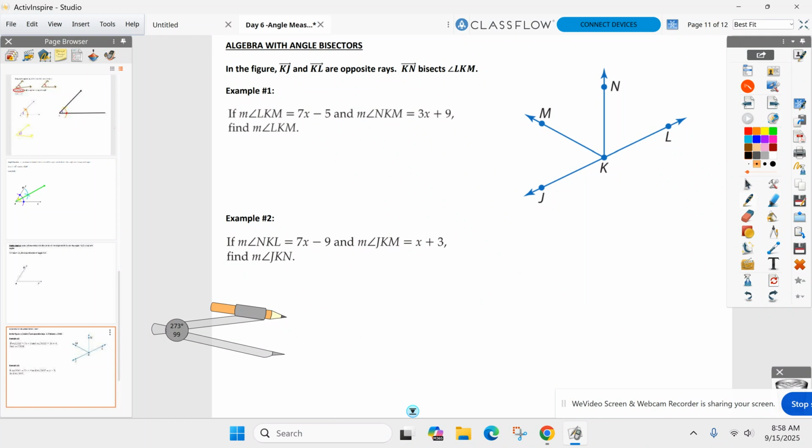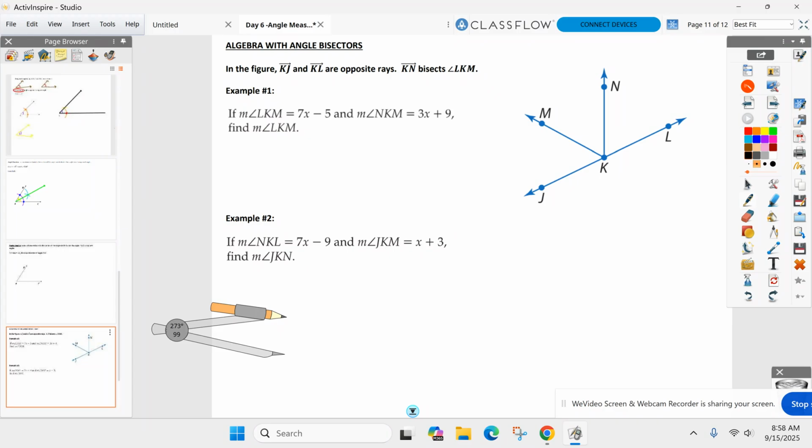KJ and KL are opposite rays. Good, we know what those are. They go in opposite directions, form a line. What's KN though? KN, keep reading. What's it do? Bisects. What's it doing to the angle? Cuts it in half. Right now, I need everyone in this class to find angle LKM.